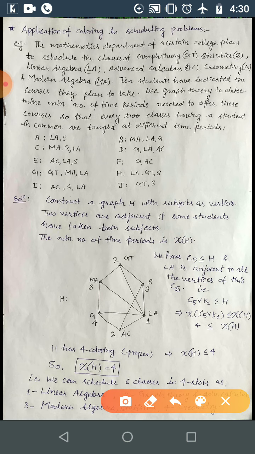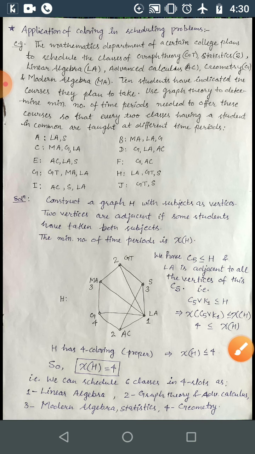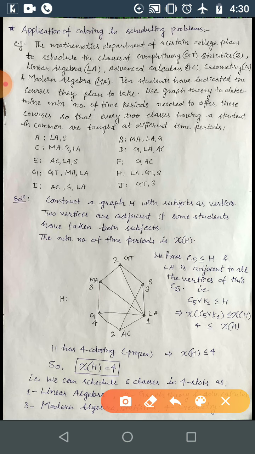Obviously, whenever two classes have some common students, they can't be planned in one slot. They should be taught at different time periods. So we will construct a graph corresponding to this data, by taking all these subjects. How many subjects are there? These are 6 subjects.